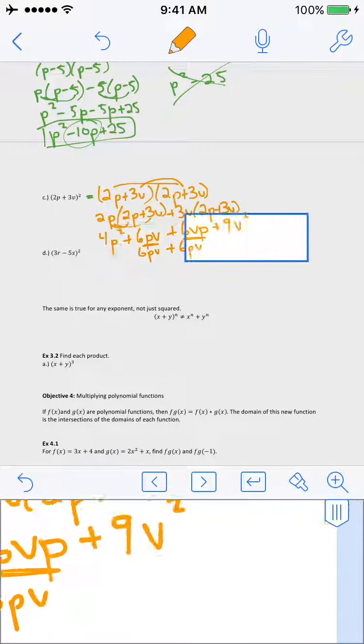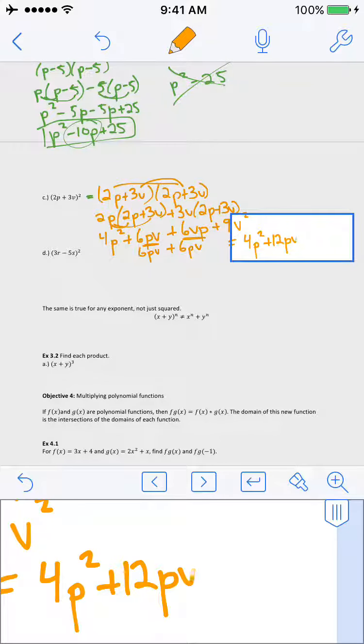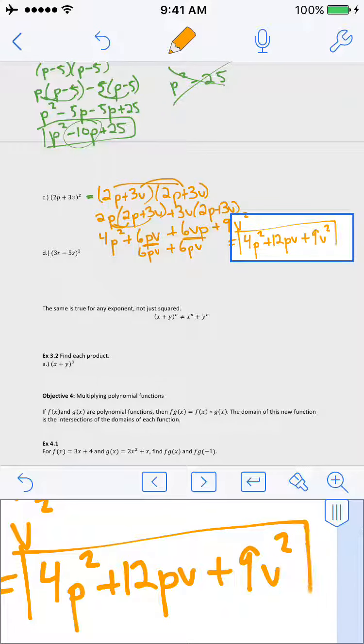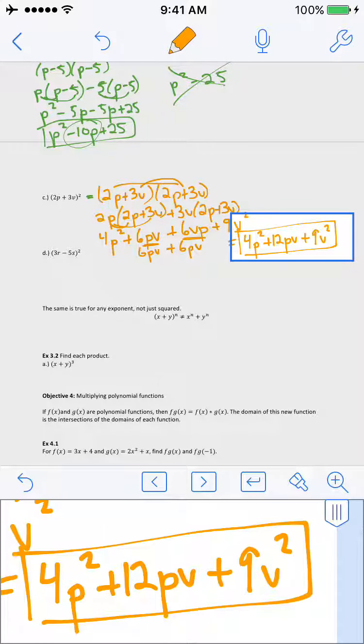So because of that, we end up with 4p squared plus 12pv plus 9v squared as our final trinomial. It's our final trinomial. Awesome.